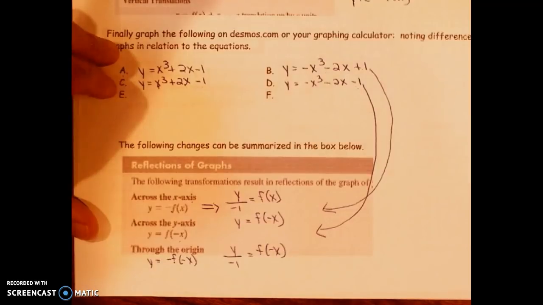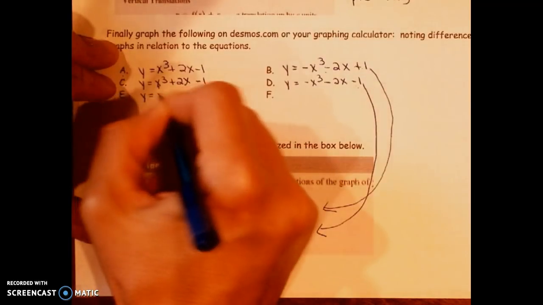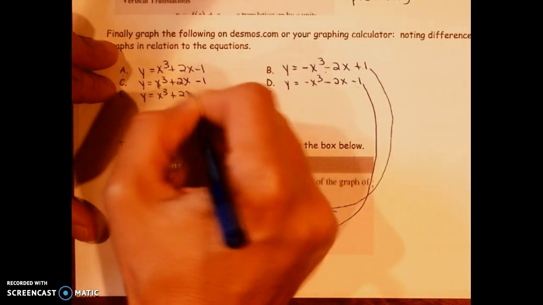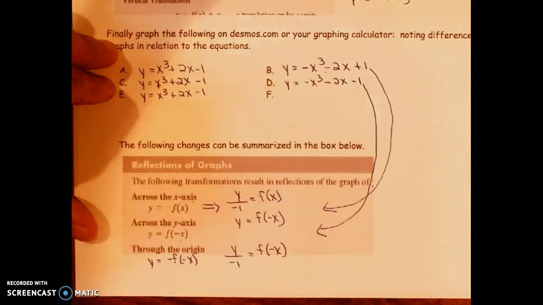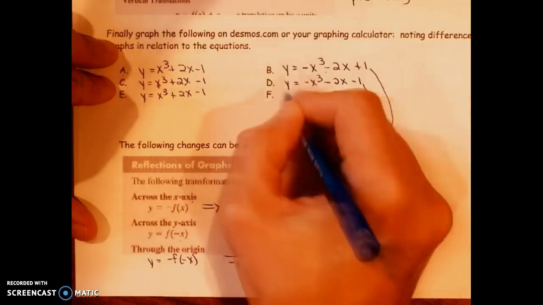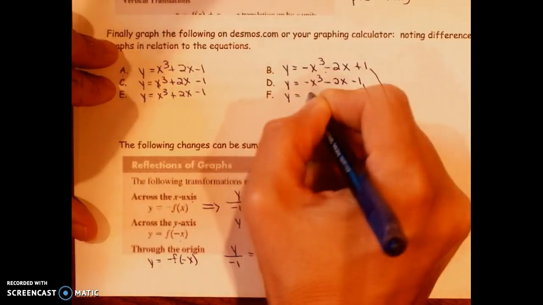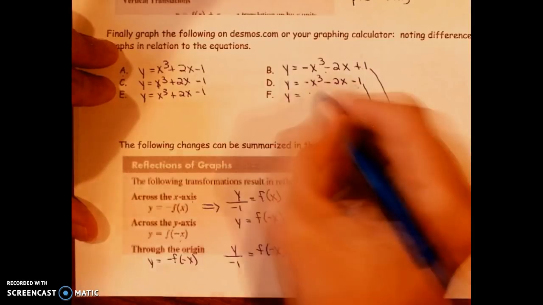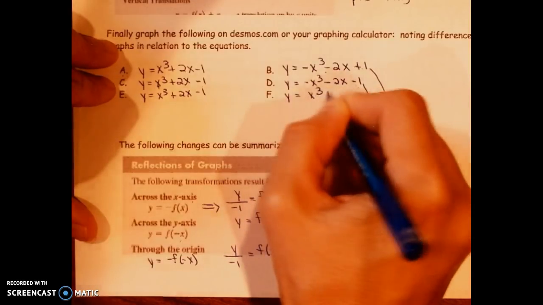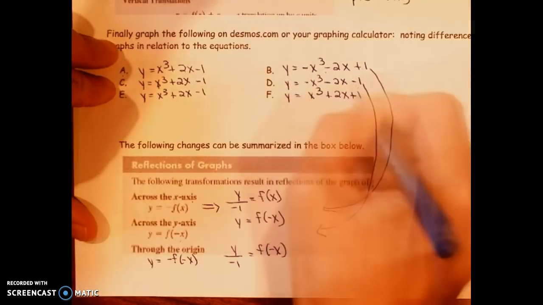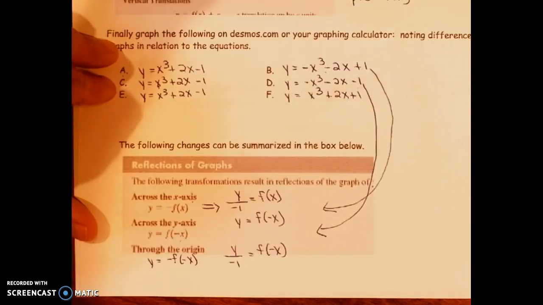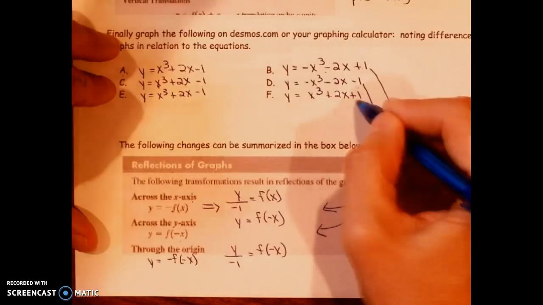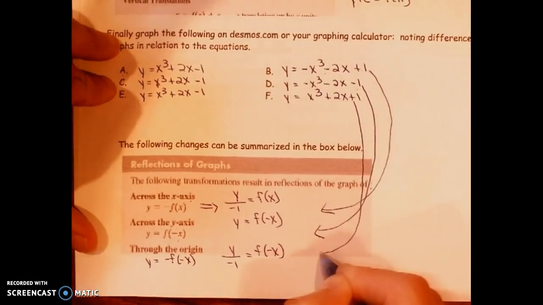Okay, finally I went ahead and did the last rule. So that's when I replace x with negative x, and then I turn around and take the opposite of all of those, and I ended up with the following equation. y equals x cubed plus 2x plus 1. If you check out the graph, that's a reflection through the origin. So that one goes with this one.